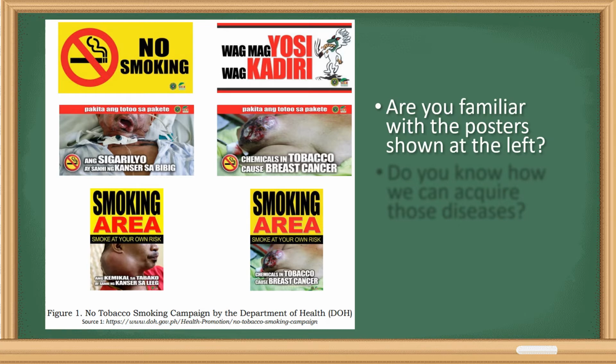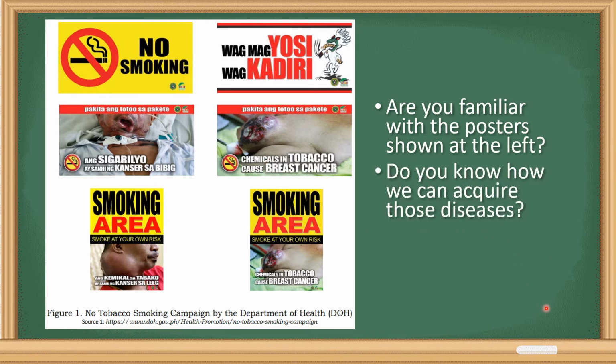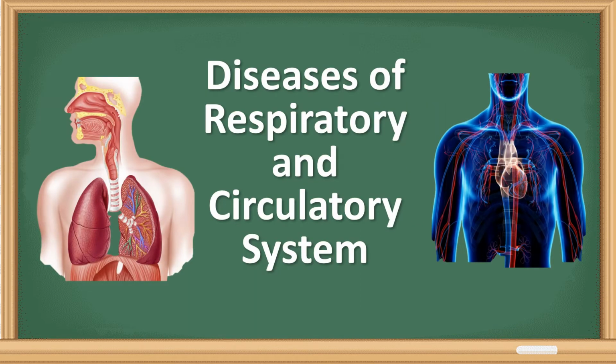Are you familiar with the poster shown at the left? Those posters are very alarming, and they show warnings. Do you know how we can acquire those diseases? I hope you know. Today, we're going to discuss the diseases of respiratory and circulatory system, the diseases that could affect those systems.